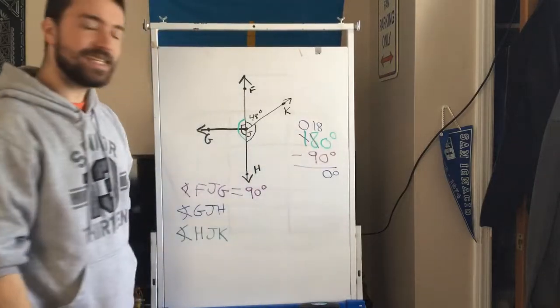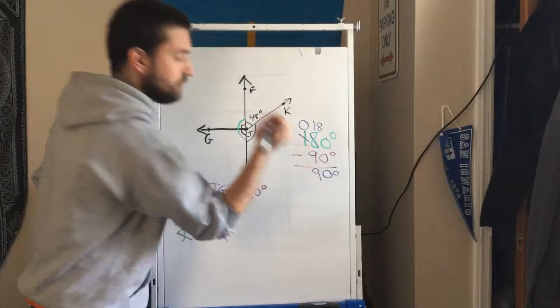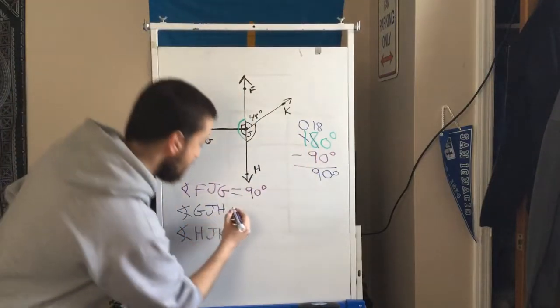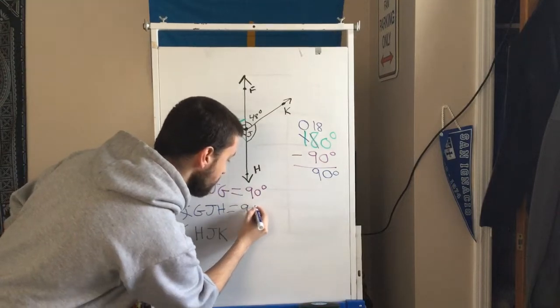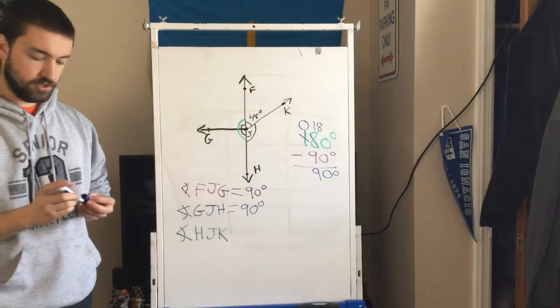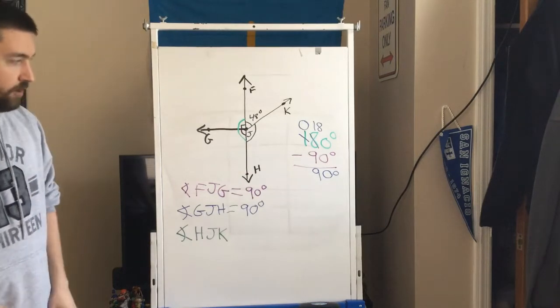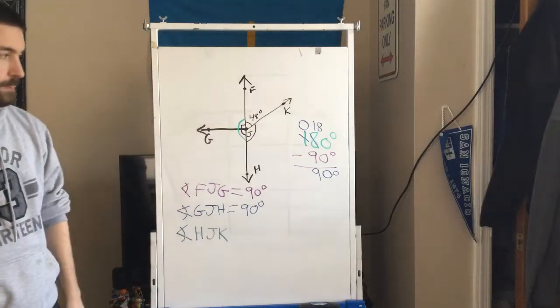So now I have 18. 18 minus 9 is 9. So now I know that angle GJH is also 90 degrees. Now I have one more angle to figure out here, and that's angle HJK.